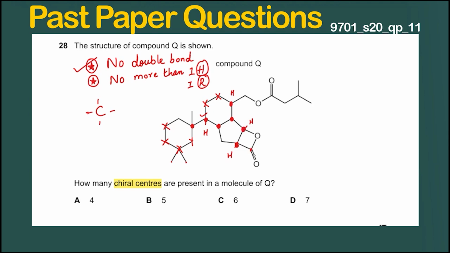This carbon is having double bond, so that can never be a chiral carbon. So beta ji, how many chiral carbons are there here? Let's count this. 1, 2, 3, 4, 5, 6 and 7. So we'll move with the D option.